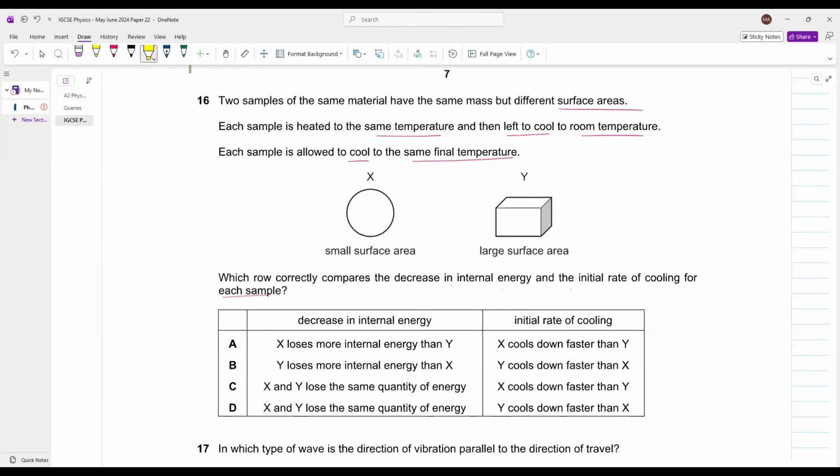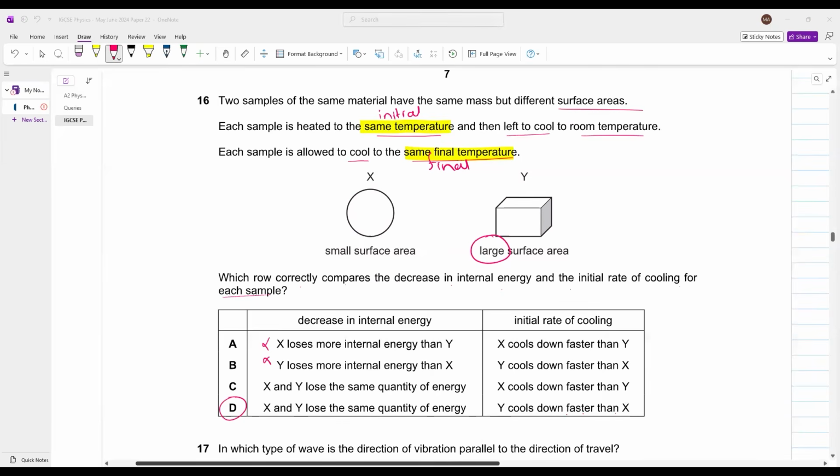Can you realize both of them have the same initial temperature and the same final temperature? If your initial temperature and final temperature are the same, that means what? X and Y lose the same quantity of energy. A and B get cancelled out. Also, can you realize Y has a larger surface area? That means Y cools down faster than X initially. D is your answer. Simple.